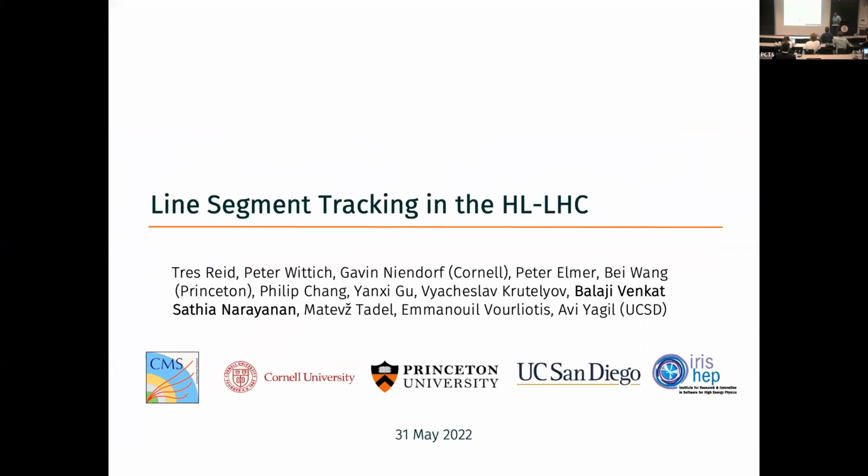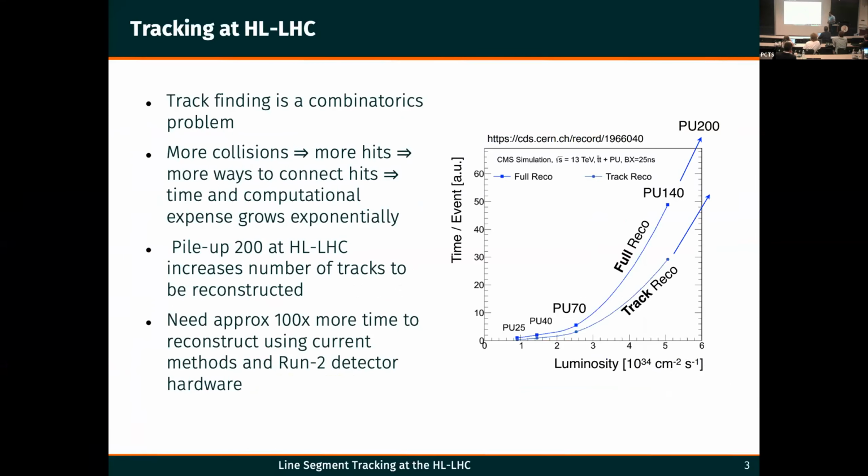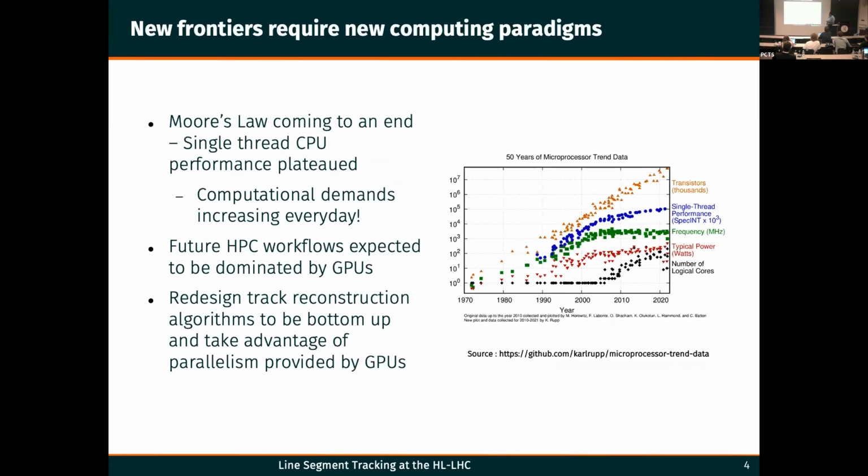So the talk is line segment tracking at the HL-LHC. Okay, so we all know that track finding at the HL-LHC is going to be quite difficult because there are going to be a lot of collisions and a lot more hits and a lot more ways to connect hits. So combinatorially, things are going to shoot up, and it will take around 100 times more time to reconstruct using the current methods that CMS uses. Which means we need to look at new stuff essentially.